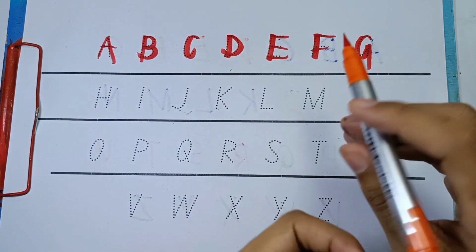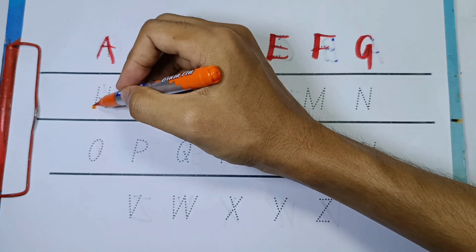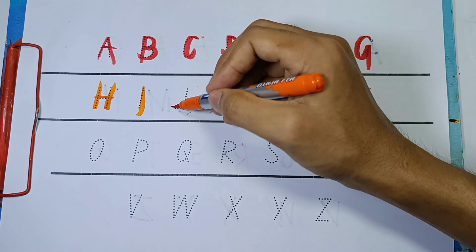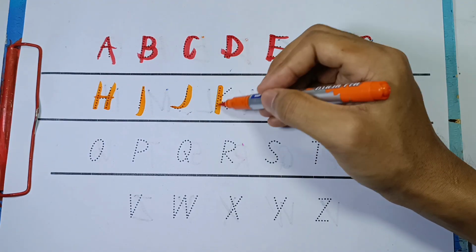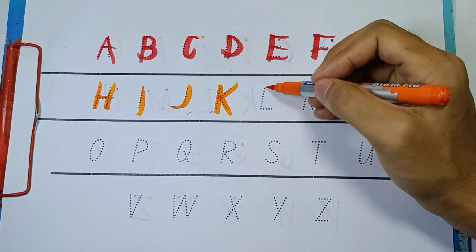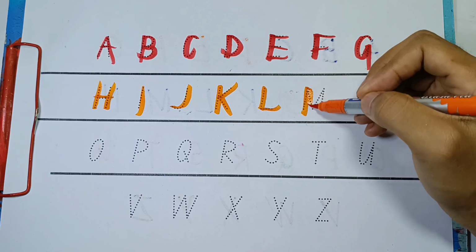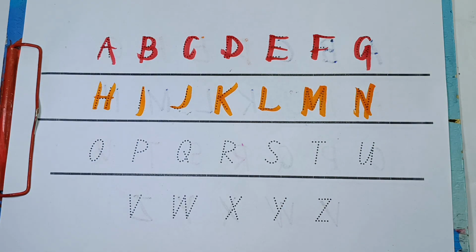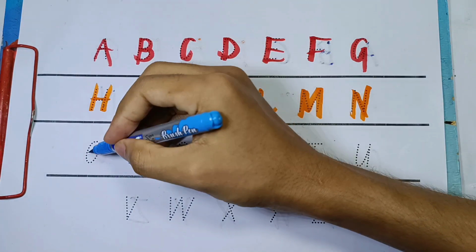So kids, now we're using the color of orange, writing the alphabet of H. I for eyes, J for jackfruit, K, L for lemon, M for moon, N for nose and for nest, sky blue color.